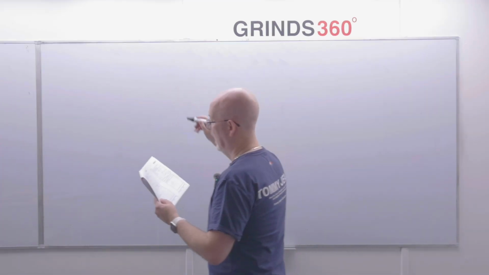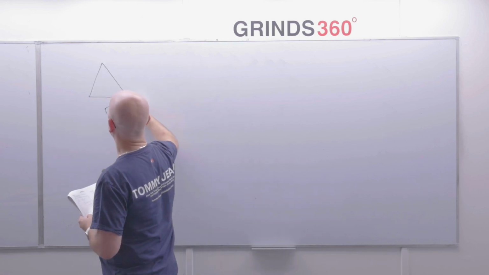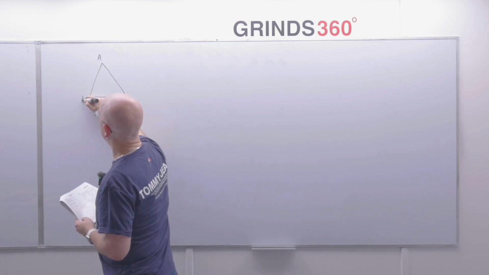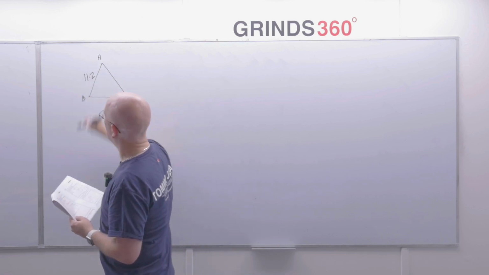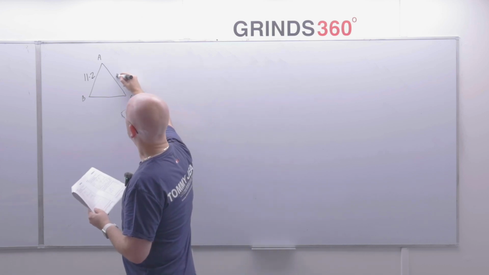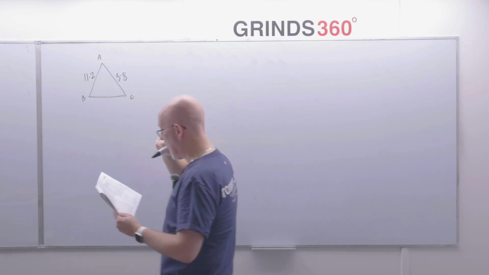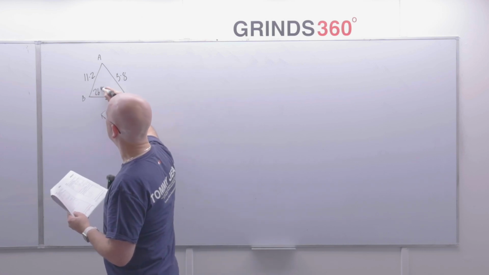Okay, so we're told the triangle ABC. I'll just draw a quick triangle ABC here, just a very rough sketch just to see what information I'm given. ABC like that. We're told that AB is 11.2. That's 11.2 there. AC is 5.8, so this one here is 5.8. And the angle ABC, where the middle letter is, that's this one there, is 26.6 degrees.